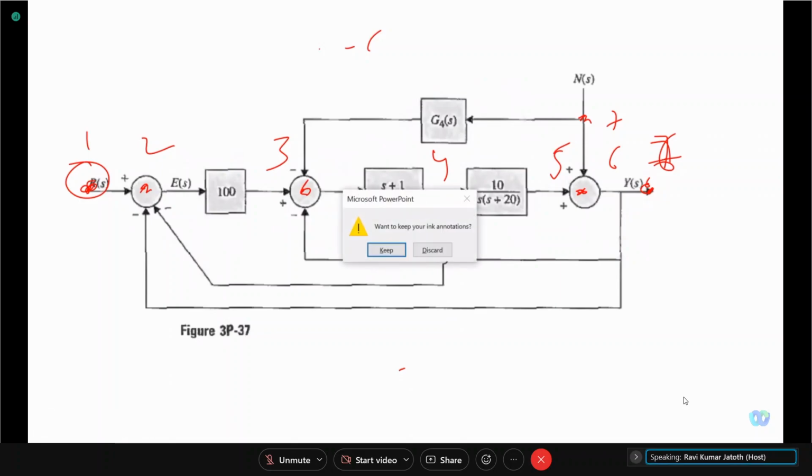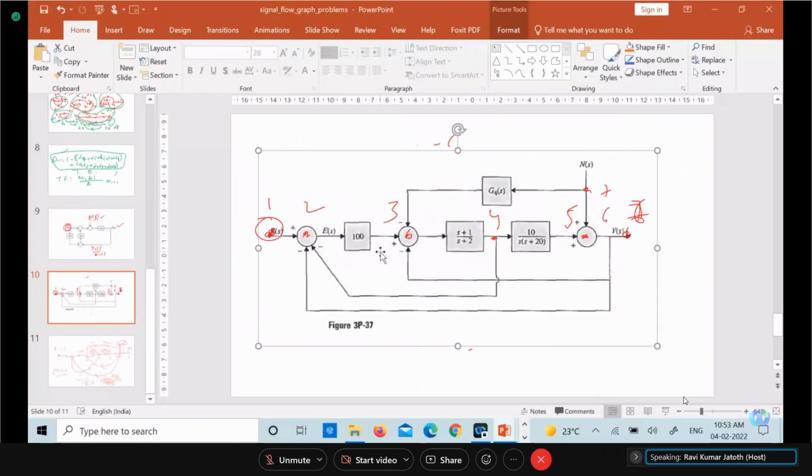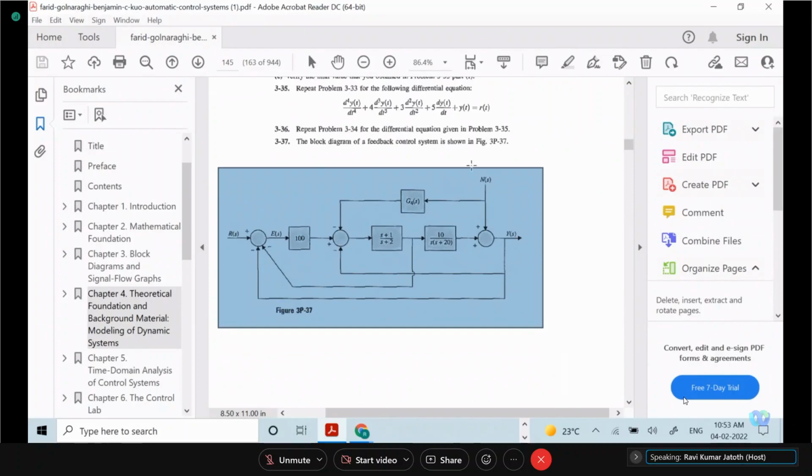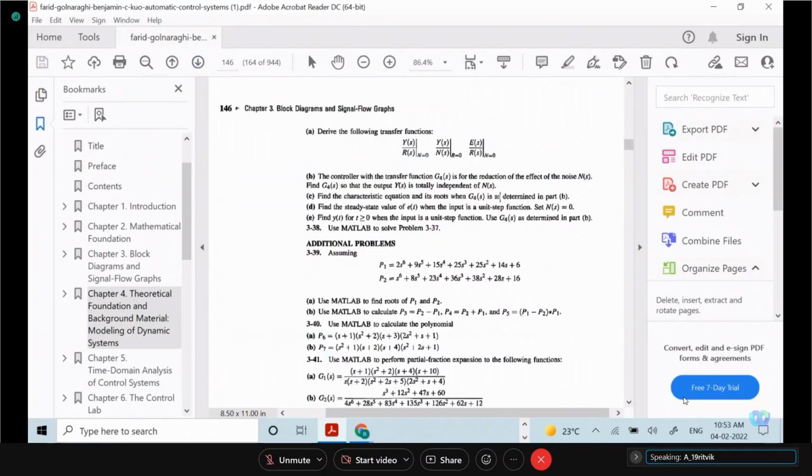So if you have any questions, you can ask me now. Conversion of block diagram to signal flow graph. If you have any questions, you can ask me. Is that understood? So then like that, you try solving all these problems.